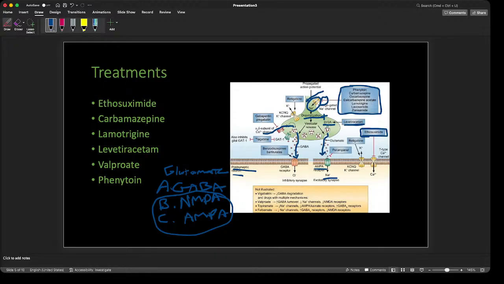Then you have felbamate, which is another type of drug. I haven't ever really seen it used. I haven't even seen it really much in practice. It's another drug to also lower the use of the sodium channel and the NMDA receptor, so you can see less of the excitatory there as well. These are the few drugs that you might come across on an exam.